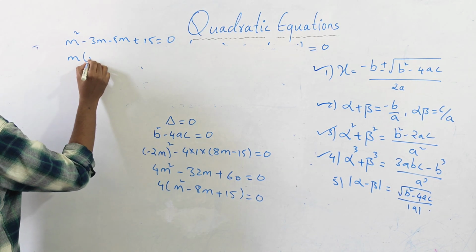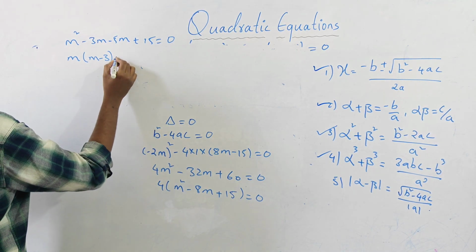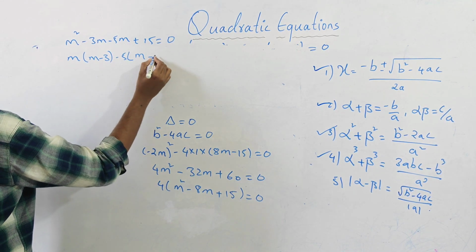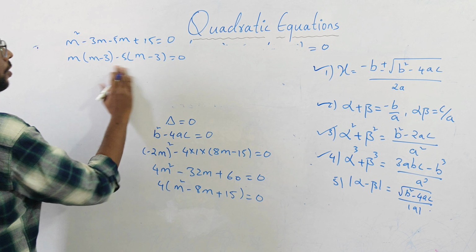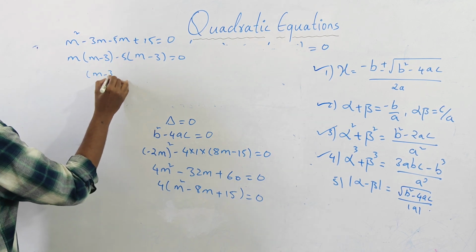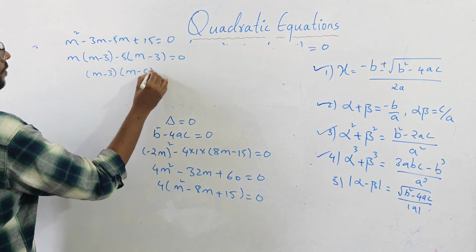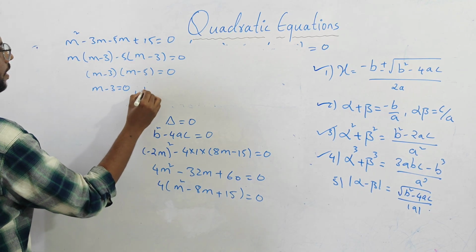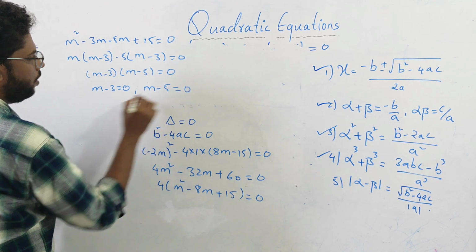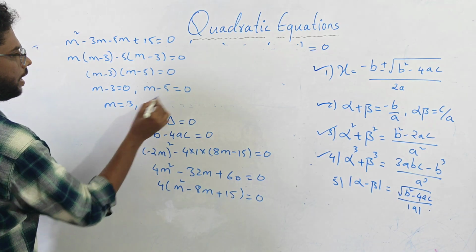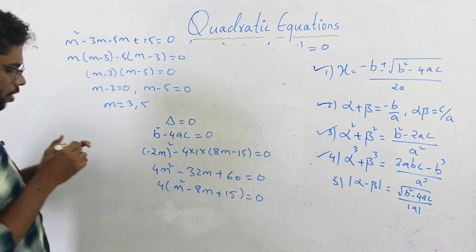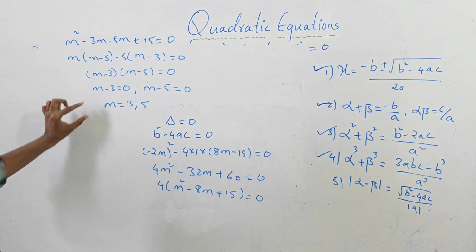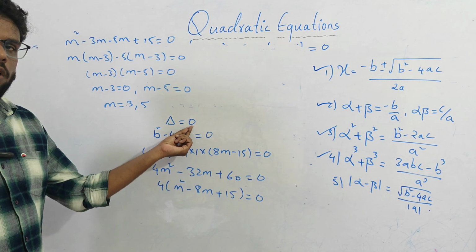Take m common: m minus 3. From here take minus 5 common: m minus 3, which is equal to 0. From here I can take m minus 3 and m minus 5, which is equal to 0. So m minus 3 equal to 0 and m minus 5 equal to 0. We get m equal to 3 and m equal to 5. So we got these values based on the discriminant equal to 0, when the roots are equal.